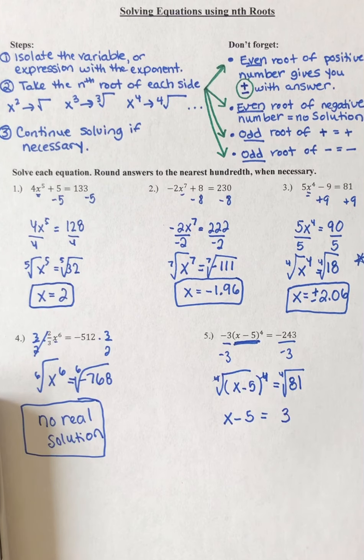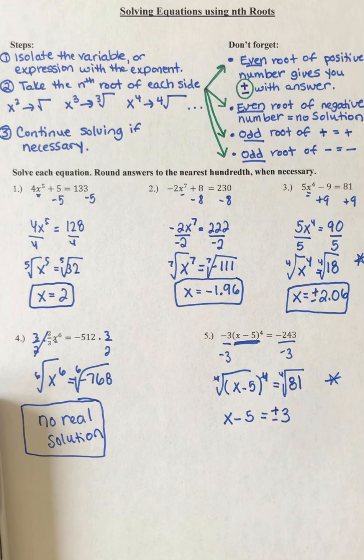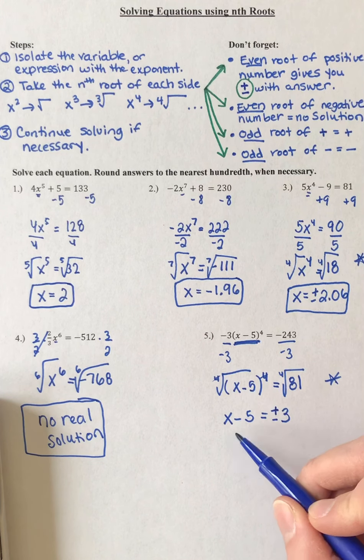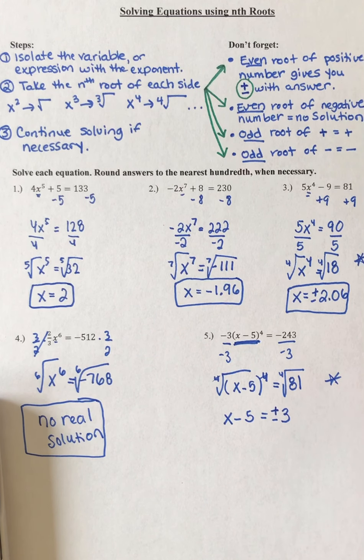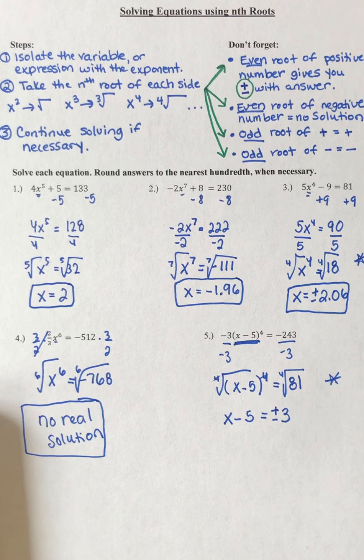Now, here's something you have to be careful about. Just like the problem above, I took an even root of a positive number. So this side, I don't just get out 3, I get out 3 and negative 3, right? So what I have is x minus 5 equals plus or minus 3. This really isn't solved for x yet. So this is where I'm going to use step 3 here, where I'm going to continue solving if necessary.